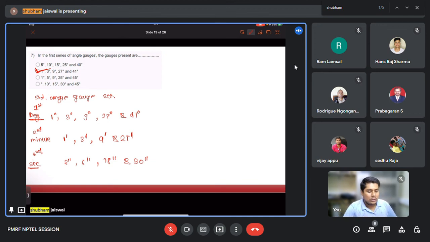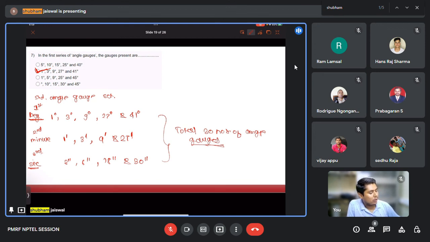Okay. So if you count, it comes out to be 13. 3, 4, 5, 6, 7, 8, 9, 10, 11, 12, 13. So this is the total 13 nodes of angle gauges that is used for measurement. That is the standard angle gauge set.